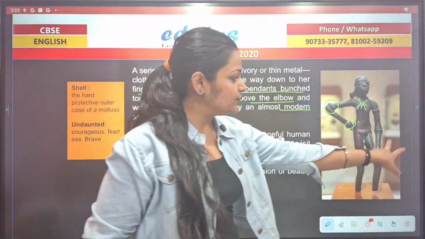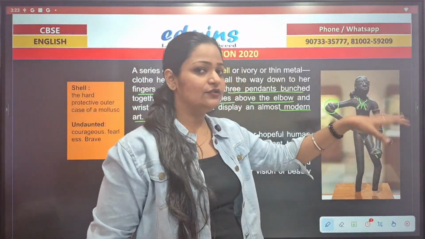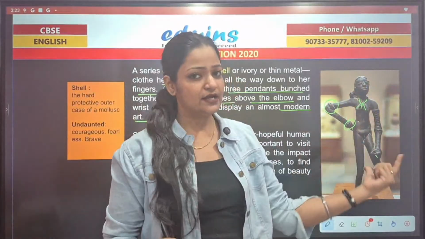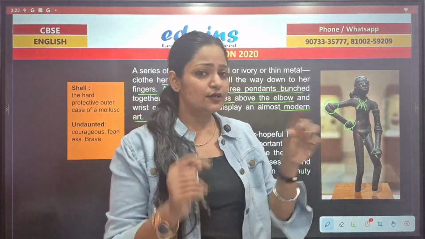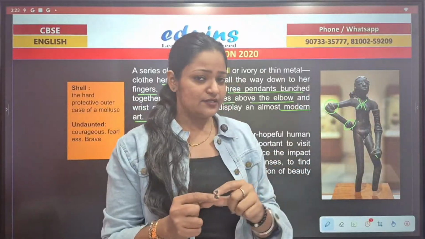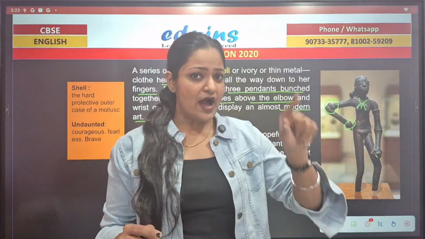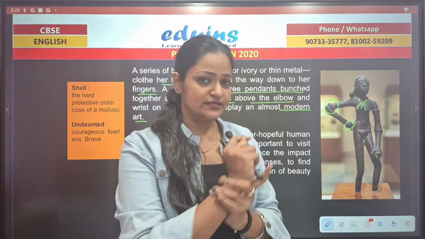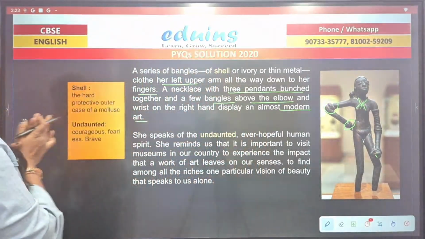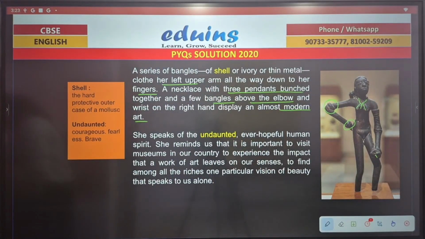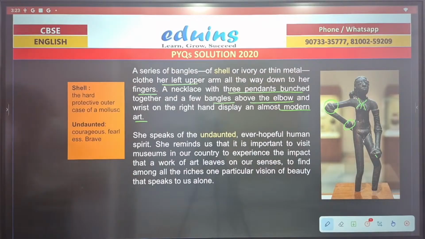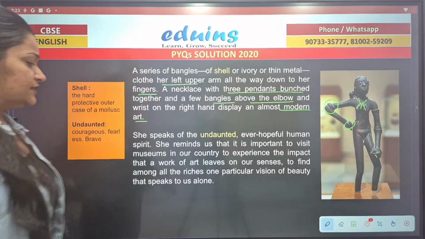So in the left hand you can see a series of bangles with shells and ivory, and in the right hand also you can see a series of bangles. A few bangles above the elbow and a few bangles in the wrist. Okay, is that clear to you all? After that, we can see the next paragraph.